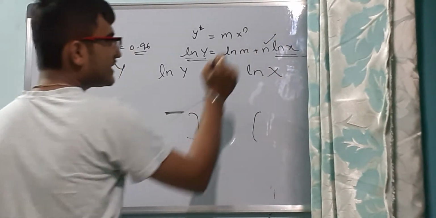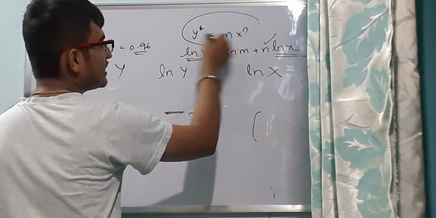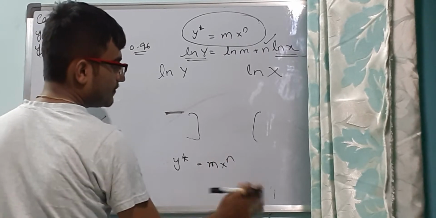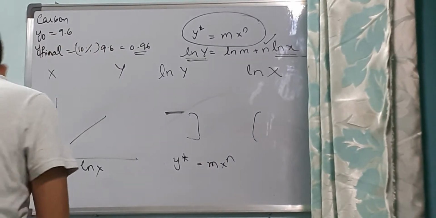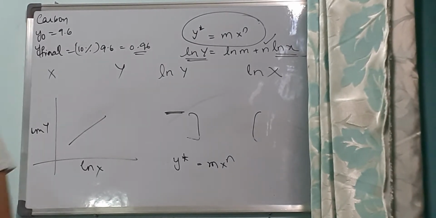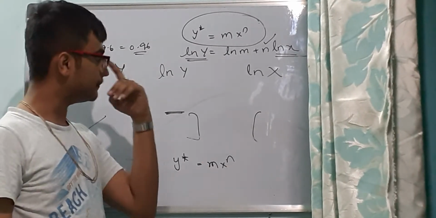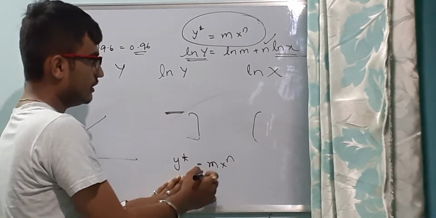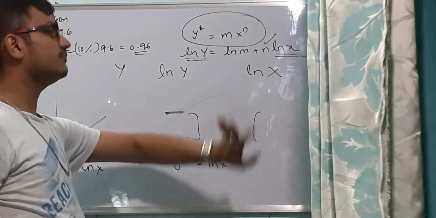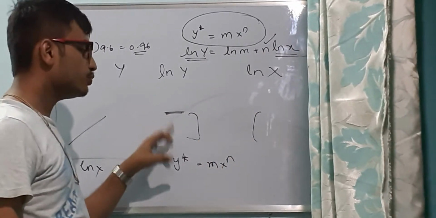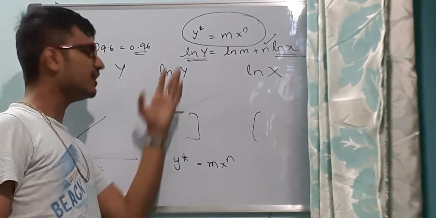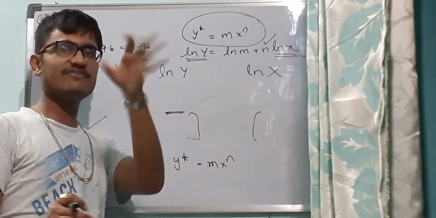Now to calculate the m value, you will use this condition again: Y star is equal to m into x power n. You take any one point from this. You took two points for the slope, right? Now you select any one point, either from these two or any point from the given data.